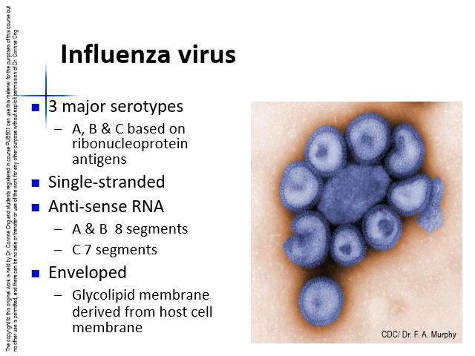There are three major serotypes of influenza viruses, A, B, and C, based on their ribonucleoprotein antigens. All influenza viruses have single-stranded antisense segmented RNA. Influenza A and B have 8 segments, whereas C has 7 segments. All influenza viruses are enveloped and have glycolipid membranes which are derived from host cells.